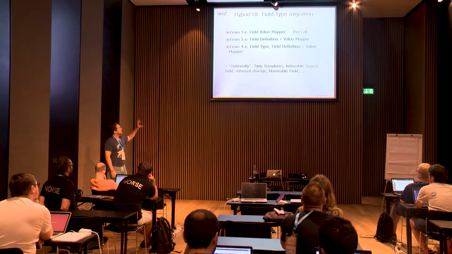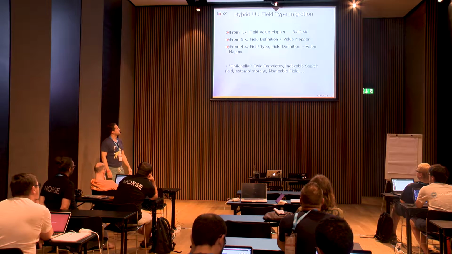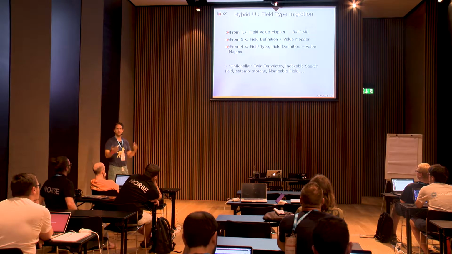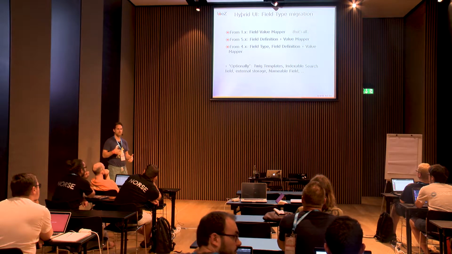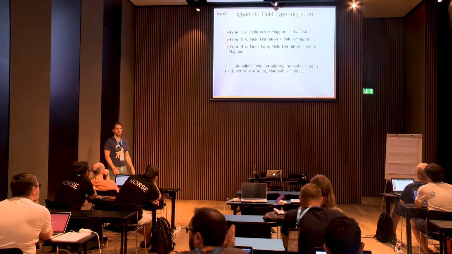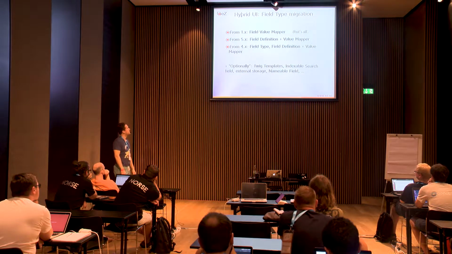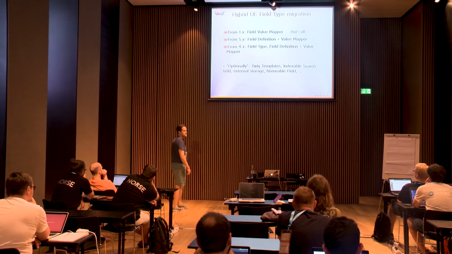In all of the cases there, you can optionally also add, as I mentioned, templates. You can also add indexable search field. You can have external storage if there's an external table involved. And you can have a nameable field if there's a very complex logic involved in generating the name of the field. Examples of that are selection and relation. So that's more or less it around field types.